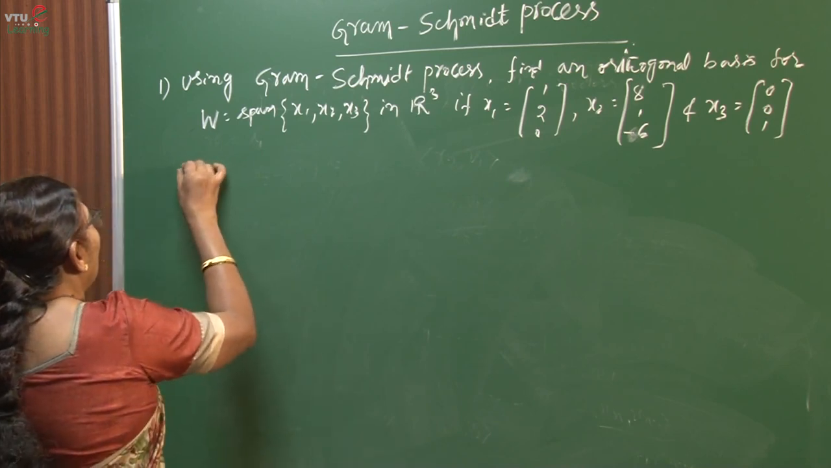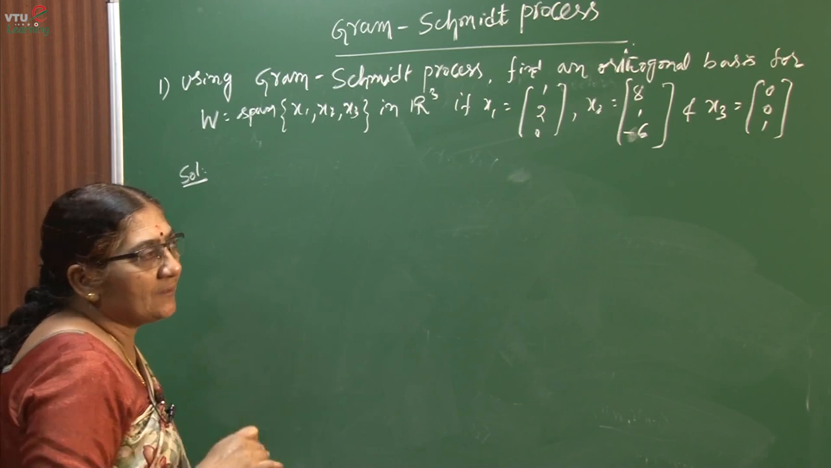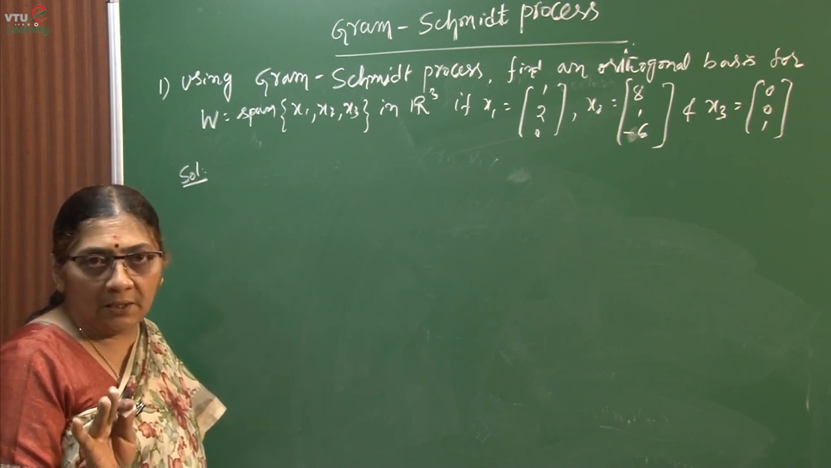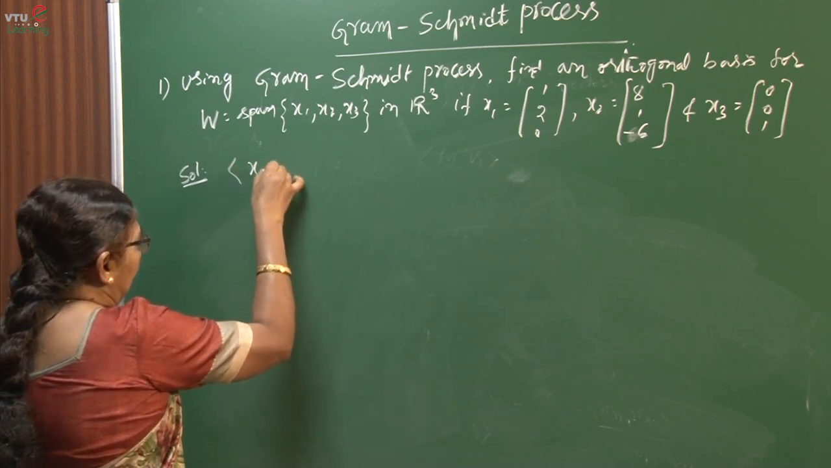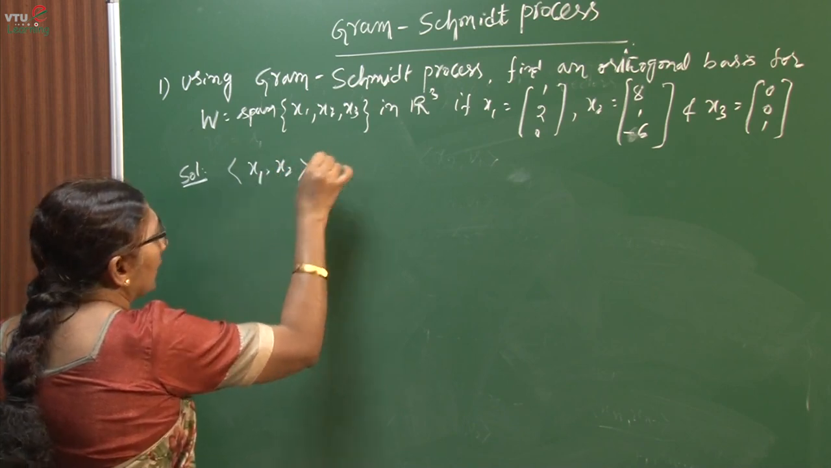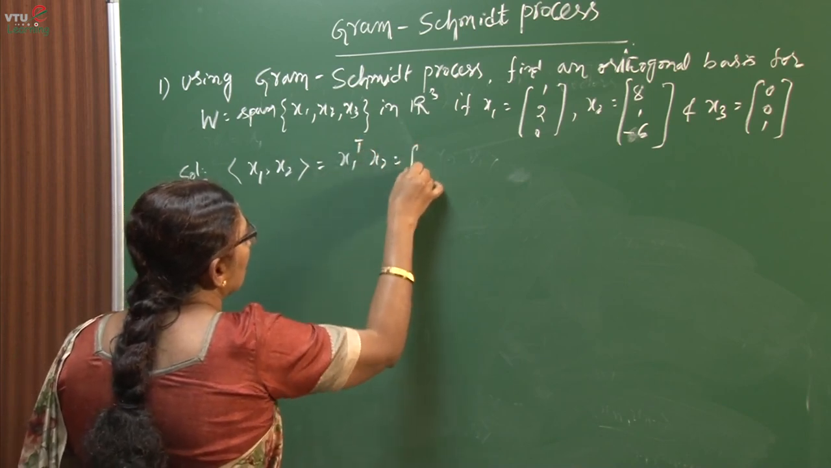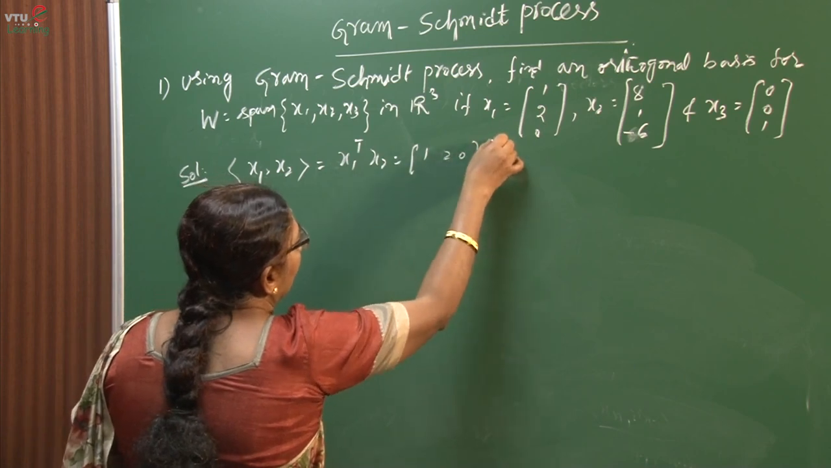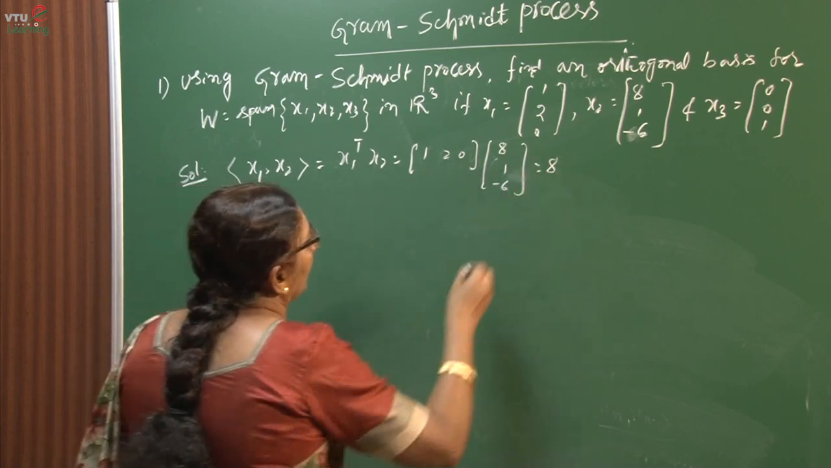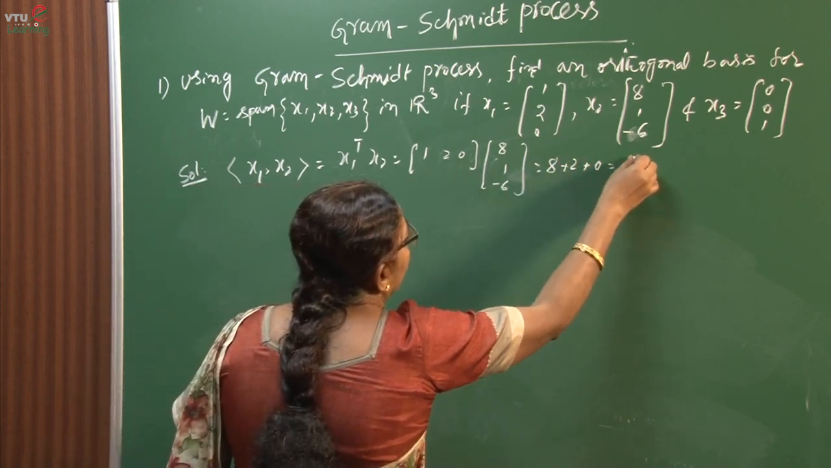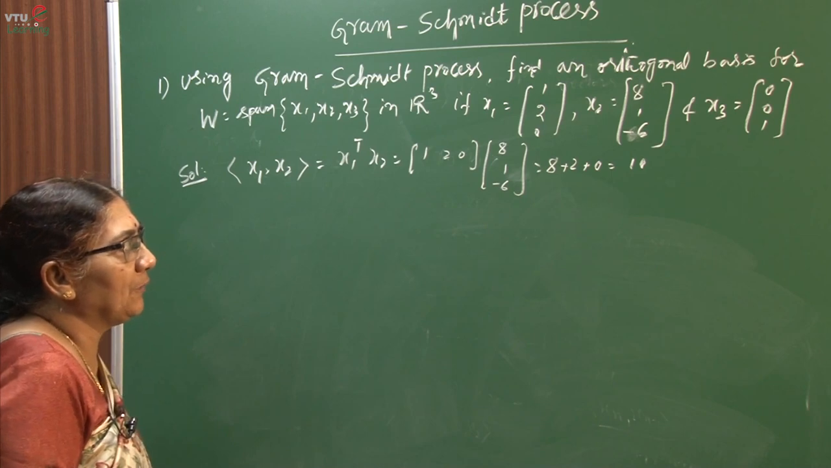In this case, if we want to verify the given vectors, it is not necessary to do so while solving a problem in the exam, but I am showing how to check whether they are orthogonal or not. The inner product of x1 comma x2 is nothing but x1 transpose into x2. Just for my interest: 1, 2, 0 with 8, 1, minus 6 gives 8 minus 6 plus 0... we get 10. Now x1, x2 is not orthogonal, since it is not equal to 0, so it is not necessary to verify the rest of the vectors.